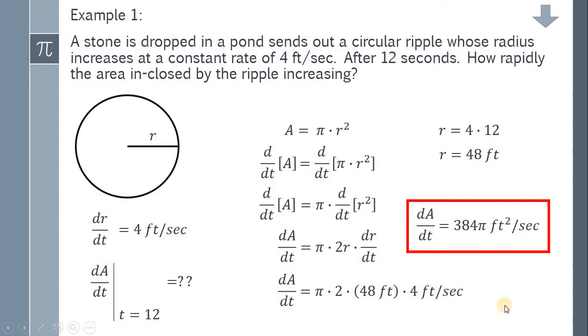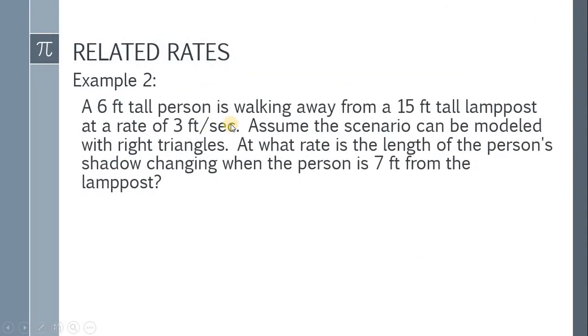Okay? Now, let's move on to question number 2. A 6 feet tall person is walking away from a 15 feet tall lamppost at a rate of 3 feet per second. Assume the scenario can be modeled with a right triangle. At what rate is the length of the person's shadow changing when the person is 7 feet from the lamppost?